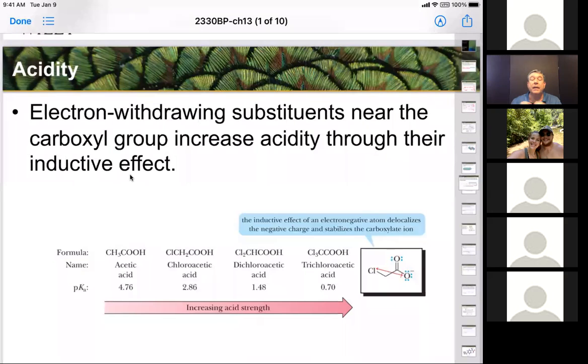Okay, so if you have a group that withdraws electron density, like a halogen or something that has a high electronegativity, you can pull electron density away from the carboxylic acid. And if you do, that makes it more of an anion, it makes that anion more stable, and it makes it more acidic. Okay. So this acidity has everything to do with an inductive effect, meaning it's pulling electron density through bonds.